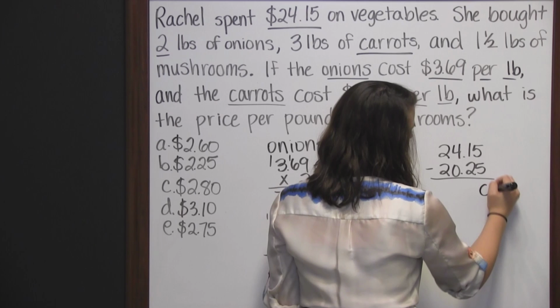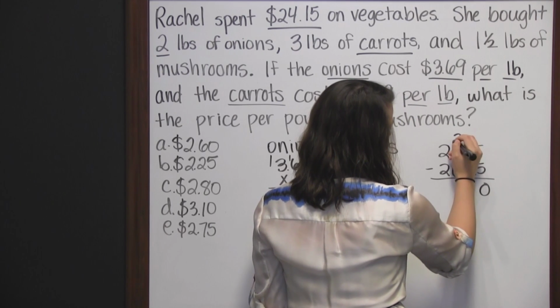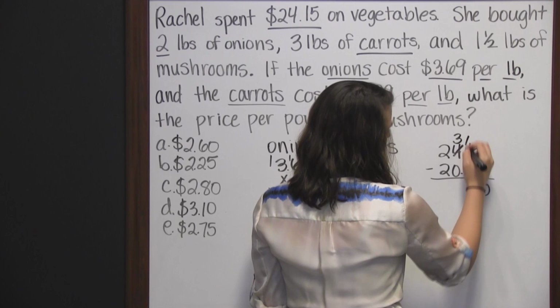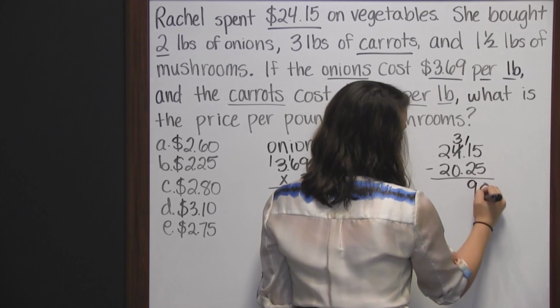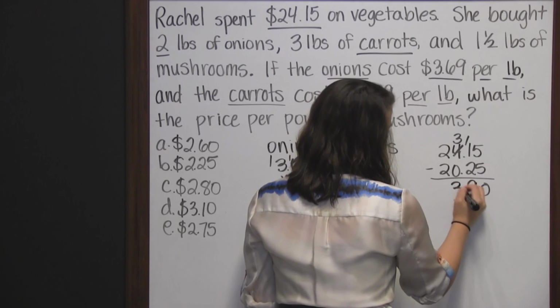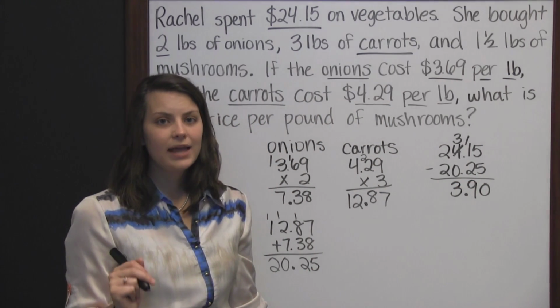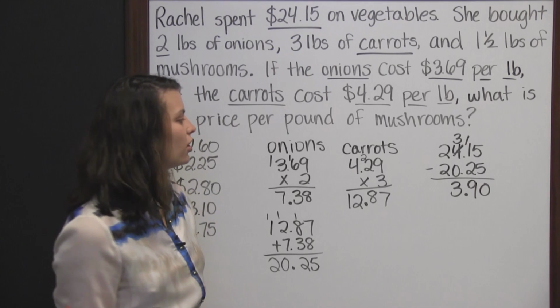5 minus 5 is 0. I can't take 2 from 1, so I borrow from the 4. It becomes a 3. Then I have 11 minus 2, which is 9. Bring that decimal down. 3 minus 0 is 3. So she had $3.90 to spend on mushrooms.